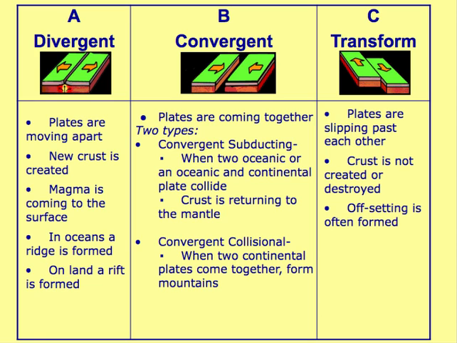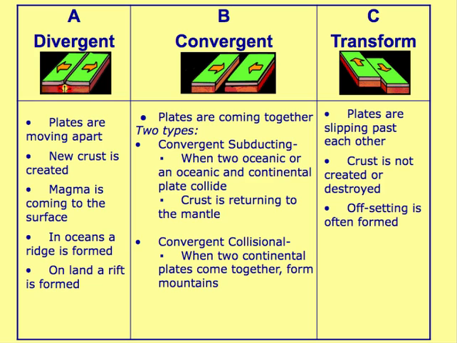The other type of convergent plate you can have is a convergent collisional. This is when two continental plates come together. And in this case, they do have the same densities because they're relatively the same age. So when two continental plates come together, they crash together and form mountain ranges.